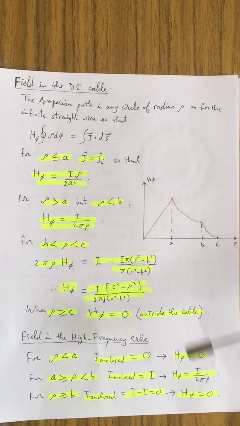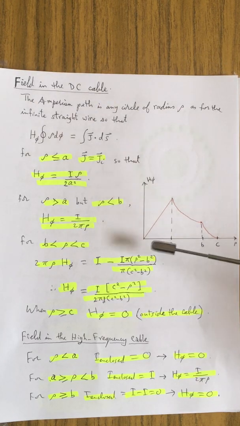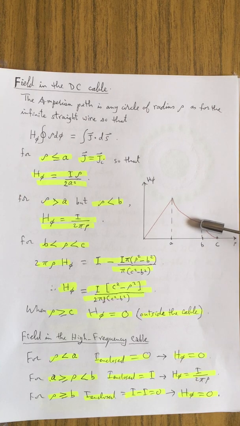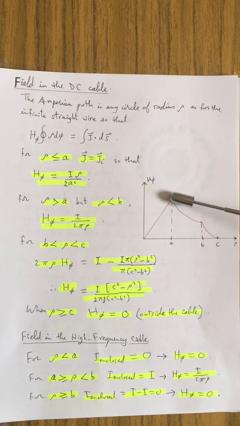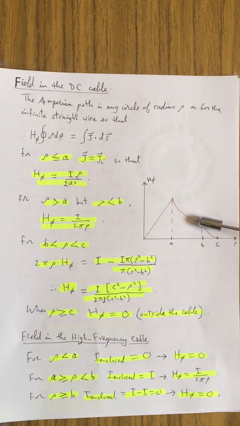Now, if we look at the figure of the variation of H with distance, with rho, for the case of the DC cable, it is linear inside, decays as 1 over rho outside between a and b, and then decays non-linearly to 0 at c. But for the high frequency cable, it is 0 inside up to a, and it jumps to this value and then continues until we reach b and drops down to 0 between b and c, and for rho greater than c.